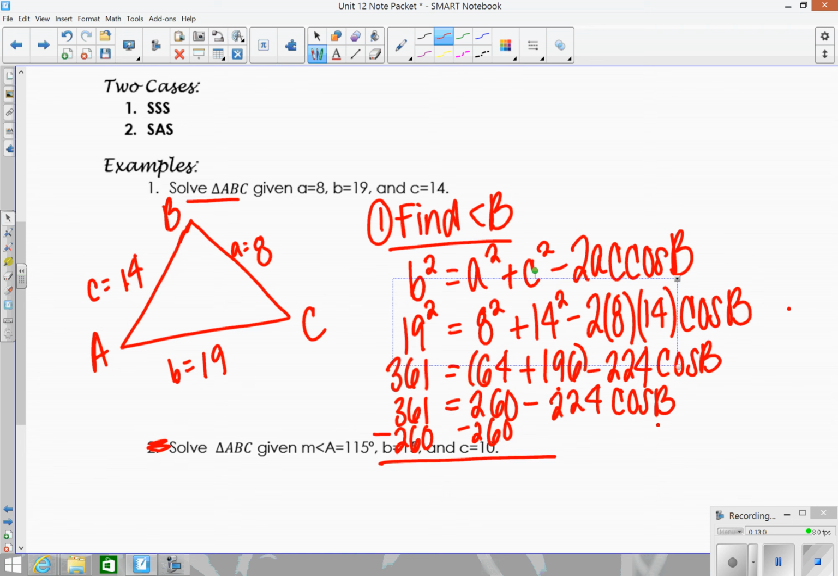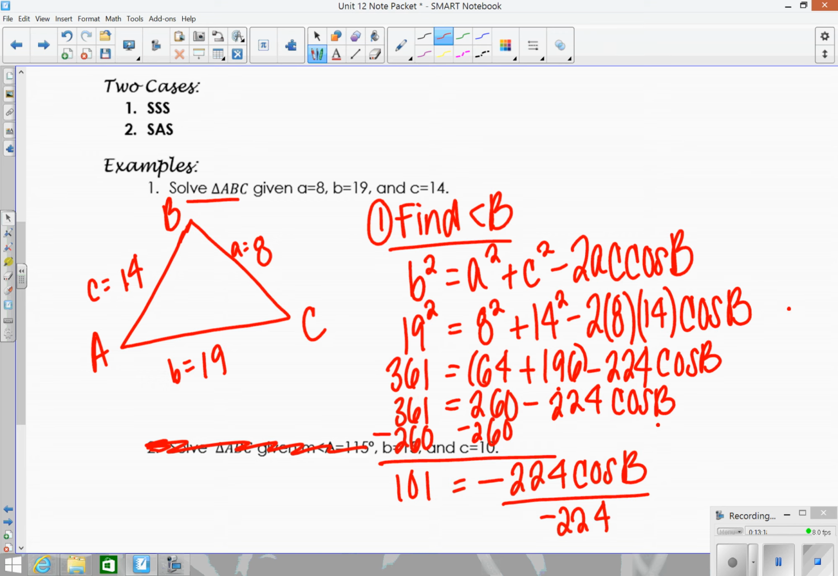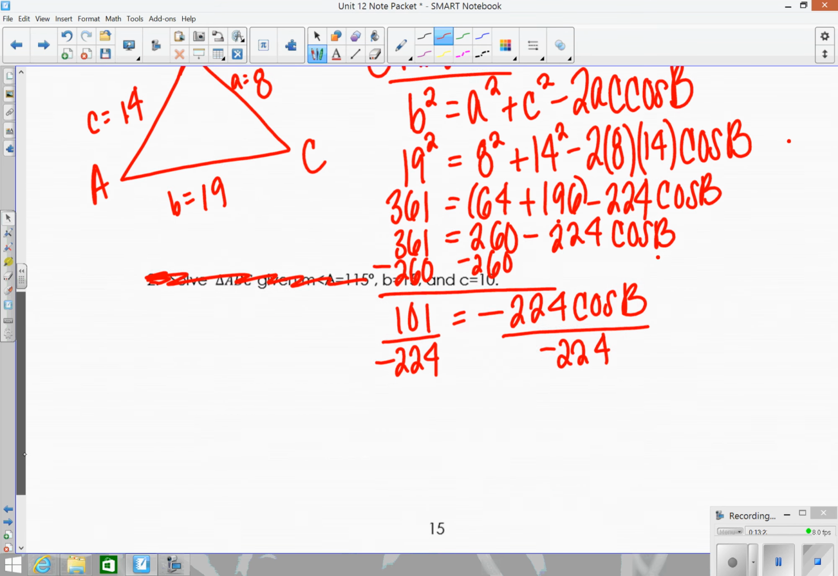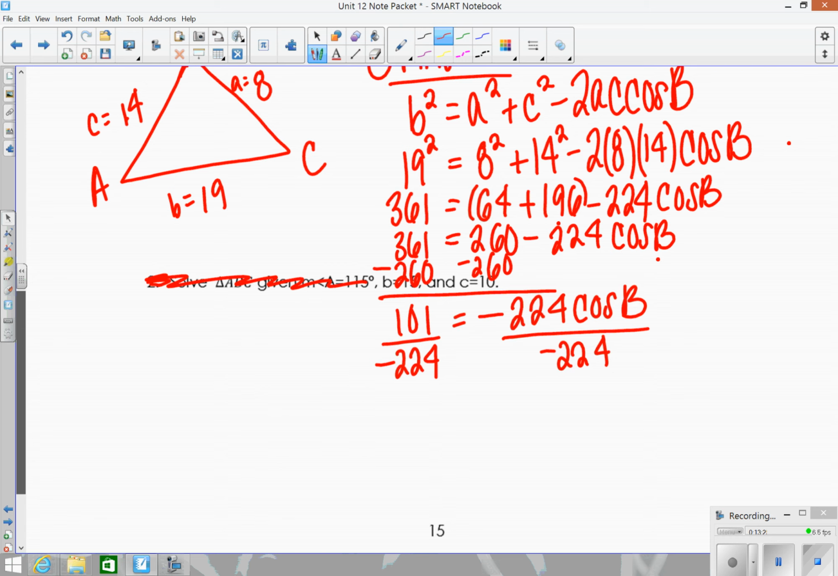We're going to skip this example so that you can just cross off. So we have 101 equals negative, don't forget that negative out in front, cosine of B. Again, we're trying to solve for B, so we got to get that by itself. So I'm going to divide both sides by negative 224. So I end up with, I'm going to leave this as a fraction.